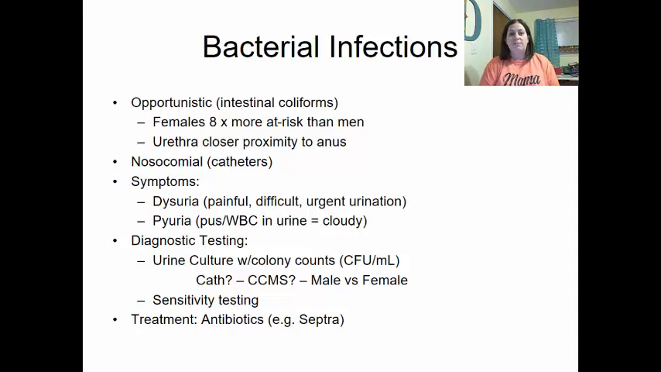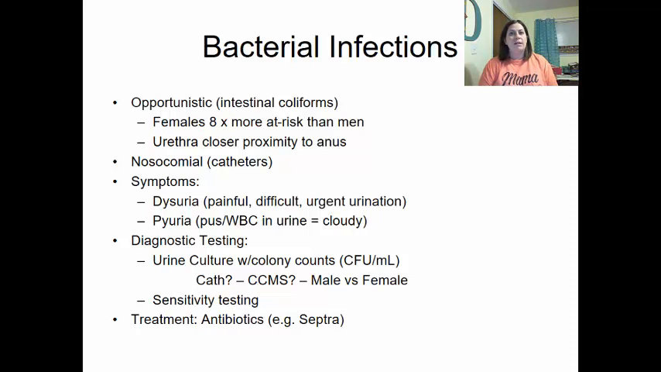Symptoms include dysuria, which is painful, difficult, and urgent urination, and also what we call pyuria, which is pus and white blood cells in the urine, which causes it to be cloudy. Some diagnostic tests that can be done is using a urine culture with colony counts. These urine culture colony counts allow us to be able to see how much bacteria is present in the urinary system.